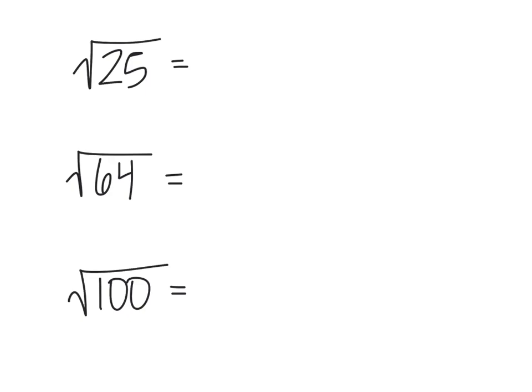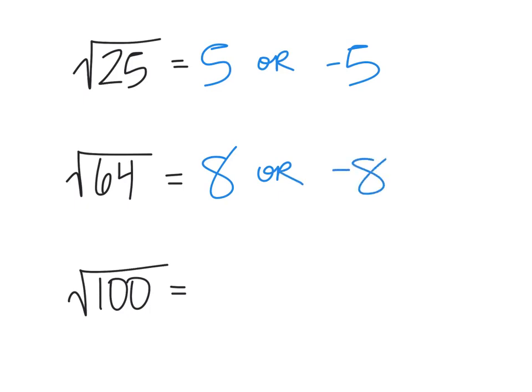Here's the first few problems for us to do together. We already did the first one. The square root of 25 is equal to 5 or negative 5 because 5 times 5 is 25. Negative 5 times negative 5 is also 25. So those are my two answers. The square root of 64 is 8 or negative 8. And the square root of 100 is 10 or negative 10.